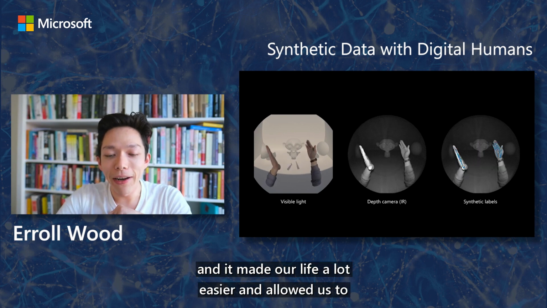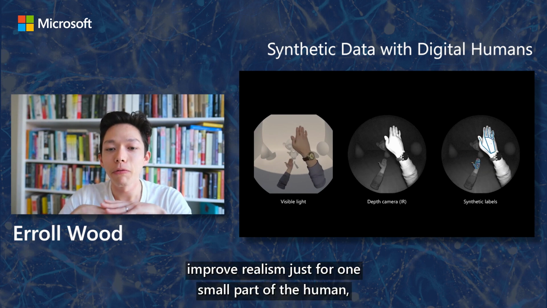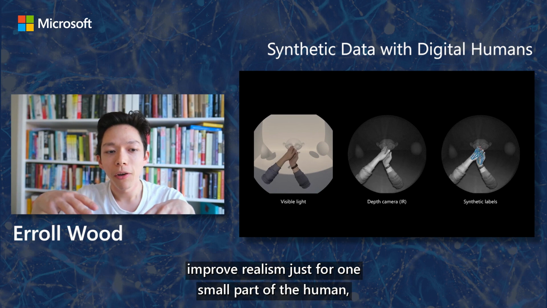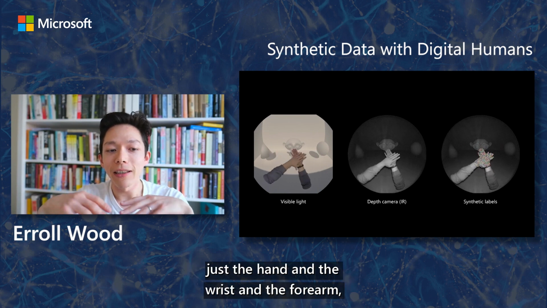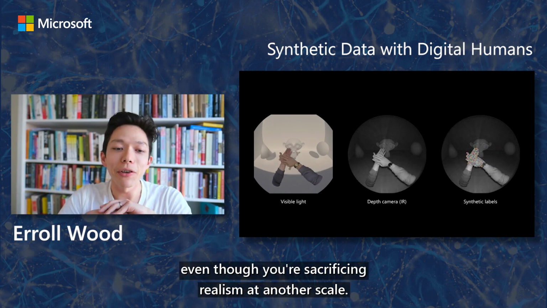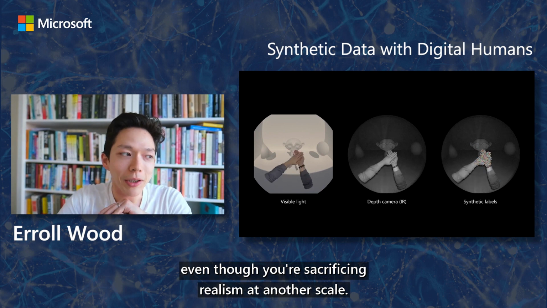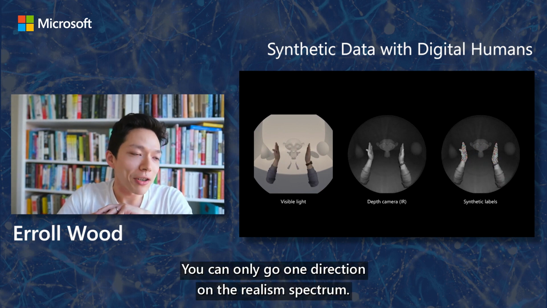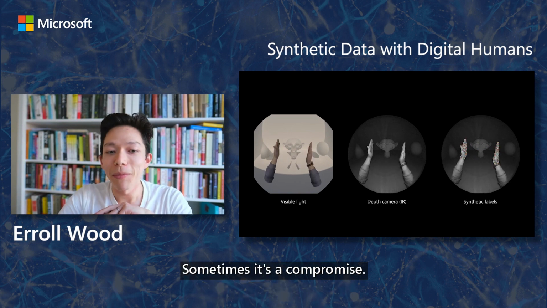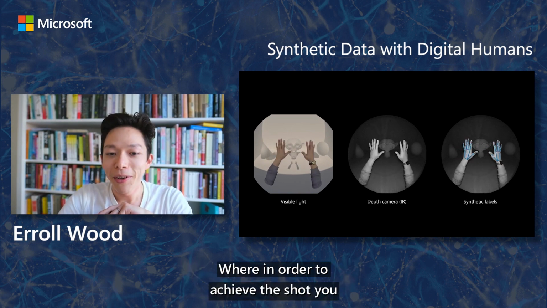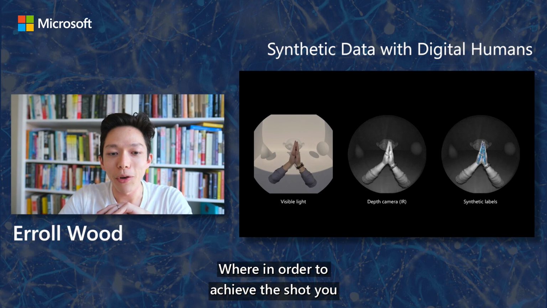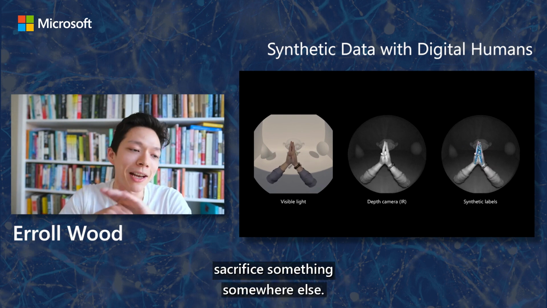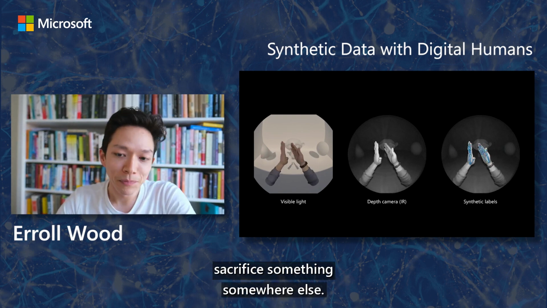And it made our life a lot easier, and it allowed us to improve realism just for one small part of the human, just the hand and the wrists and the forearm, even though you're sacrificing realism at another scale. So it's not quite so straightforward as you can only go one direction on the realism spectrum. Sometimes it's a compromise, right? In order to achieve the shot you require, you say I will sacrifice something somewhere else.